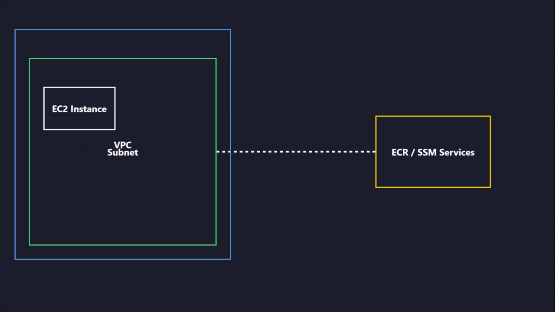Use interface endpoints powered by PrivateLink for other services like Systems Manager or Elastic Container Registry. These appear as local network interfaces with private Internet Protocol addresses inside your subnets.